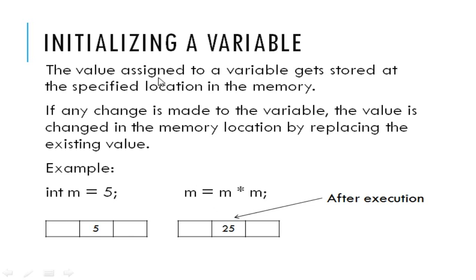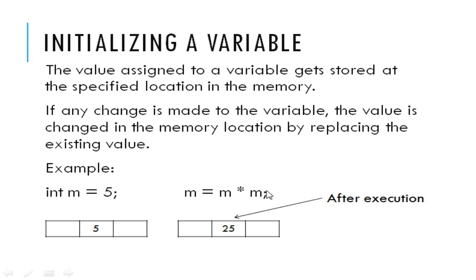So value assigned to a variable gets stored at the specified location in the memory. So you can see a box here. So here suppose this box is named location which has a name m, and the value 5 is stored, right? If any change is made to the variable, the value is changed in the memory location by replacing the existing value.